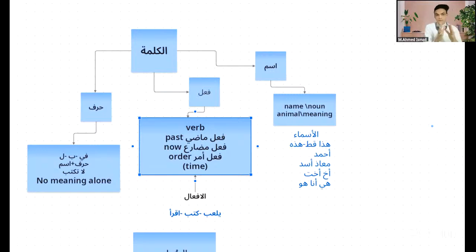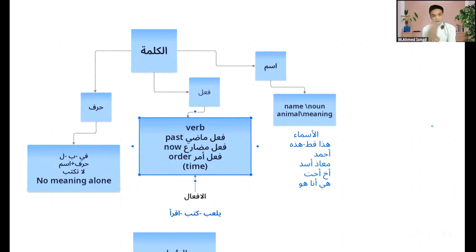But for harf, there is no meaning for it. It will give you a meaning if you add another word next to it. Okay, and actually we have other harf words that sometimes have more than one letter, like two letters or four. Like fi, for example, is harf, which means in. But in Arabic, we don't say fi alone. If I add it to other words, it will be min. But fi alone doesn't have a meaning.